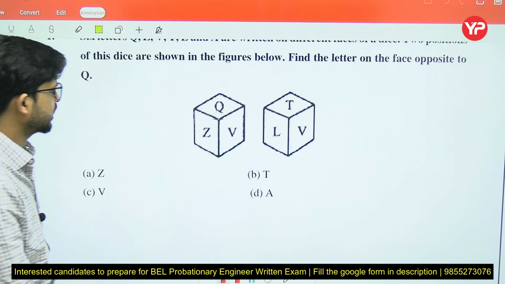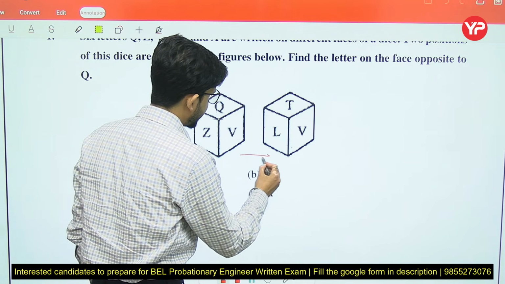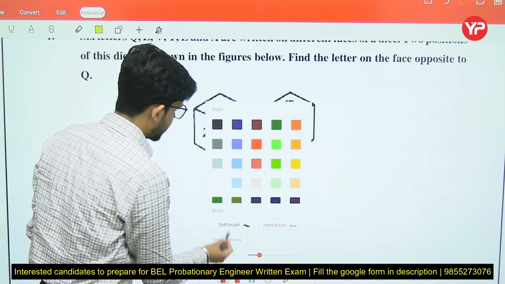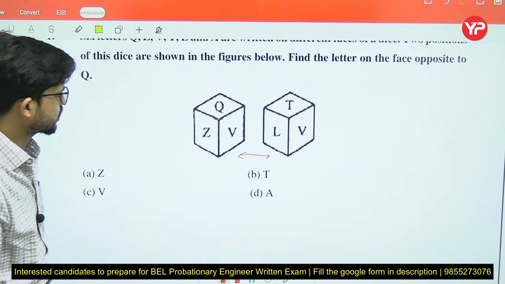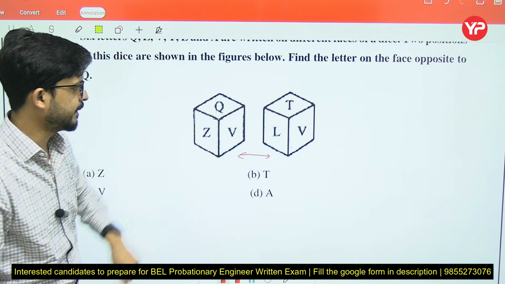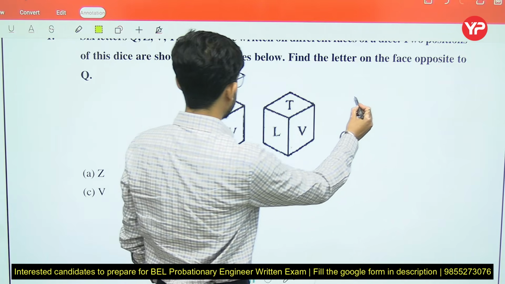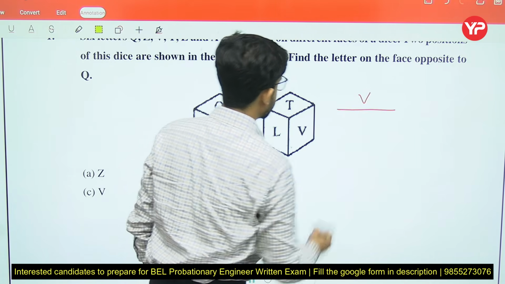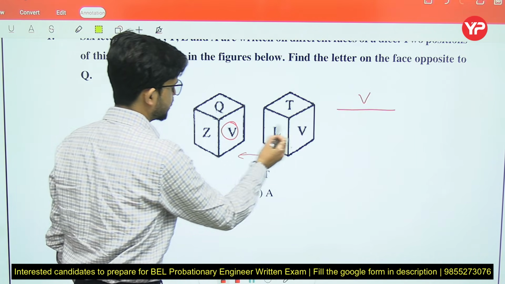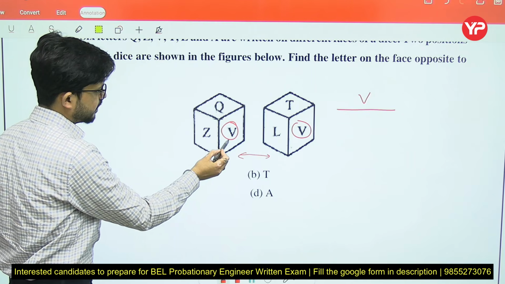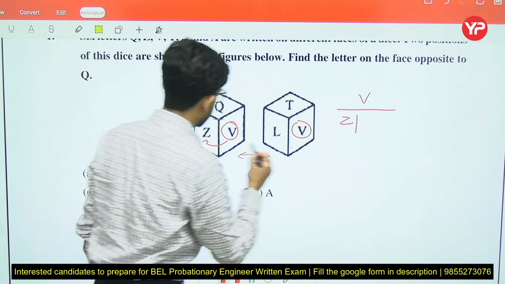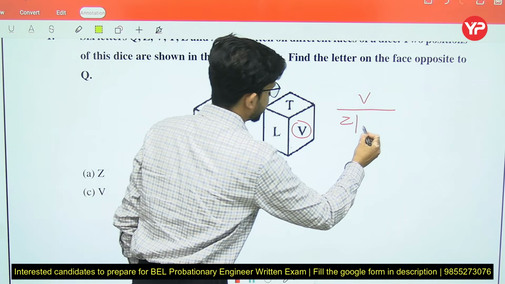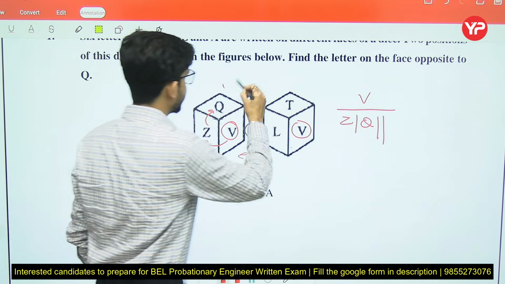So remember one thing. First of all, you have to compare both the dice. If I compare both the dice, I find what is common between them. We find that V is common between them. So I start with V. Now I am taking the first dice. After V it is Z, take Z here. After Z it is Q, take Q here. Now the first dice is completed.